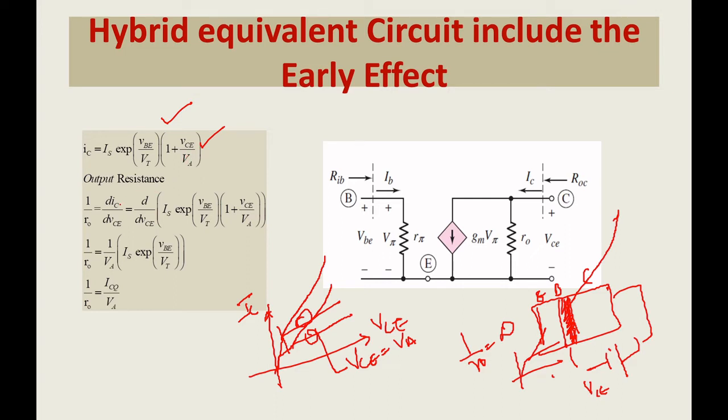Now if I want to find the change of IC with respect to VCE, you differentiate with respect to VCE, and you will get 1 by VA times IS exponential of VB by Vt. This complete term is nothing but ICQ, which we studied. That is the basic equation: IC is nothing but IS exponential of VB by Vt. With that it was calculated, and 1 by R naught equals ICQ by VA.